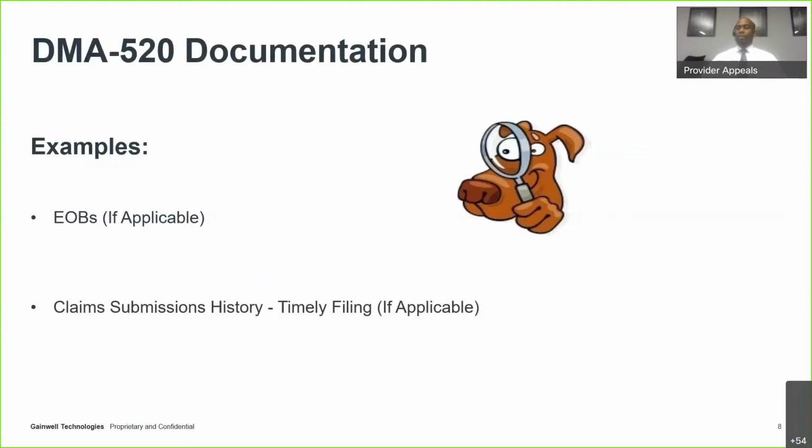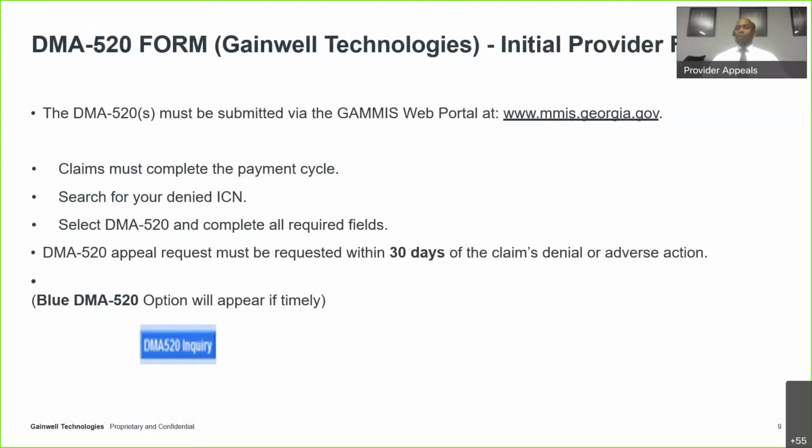All right, so DMA 520 documentation. Some examples of documentation that you can submit would be your EOBs and your claim history from the web portal; those are some examples of documentation that you can attach to your DMA 520. All right, your DMA 520 forms are submitted through the web portal at www.mmis.georgia.gov. Once that claim is submitted and it's denied, you'd want to wait till it completes a billing cycle. And as you are aware at this point, claims submitted by Friday at around 3 p.m., that's our cutoff time for the cycle for the week.